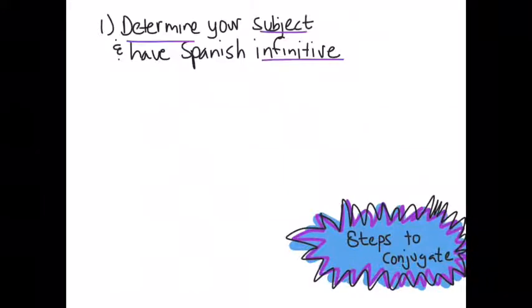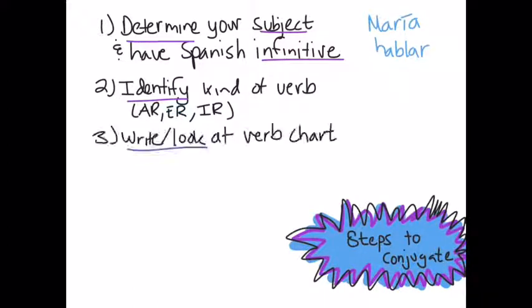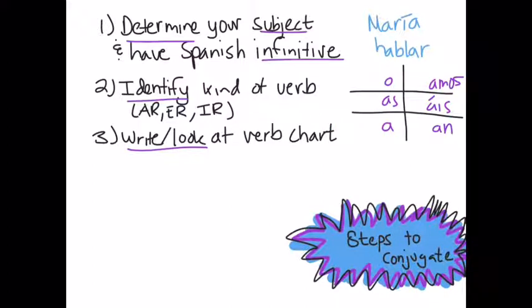Let's break down these steps to conjugate. Your first step is to determine your subject and have a Spanish infinitive that you wish to use. So like Maria could be our subject and hablar, to talk. Next, you're identifying the kind of verb. What ending does it have? Hablar ends with AR, so it's an AR verb. Write or look at a verb chart with the appropriate endings. In this case, we need an AR chart. So, o, as, a, amos, áis, an.